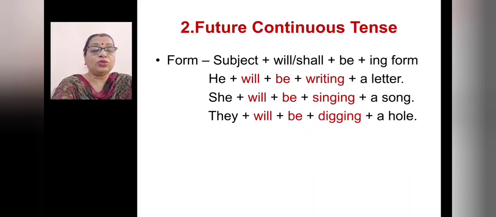Now let us go to future continuous tense. Let's see the form. Subject plus will or shall plus be plus ing form. So he will be writing a letter. She will be singing a song. They will be digging a hole.